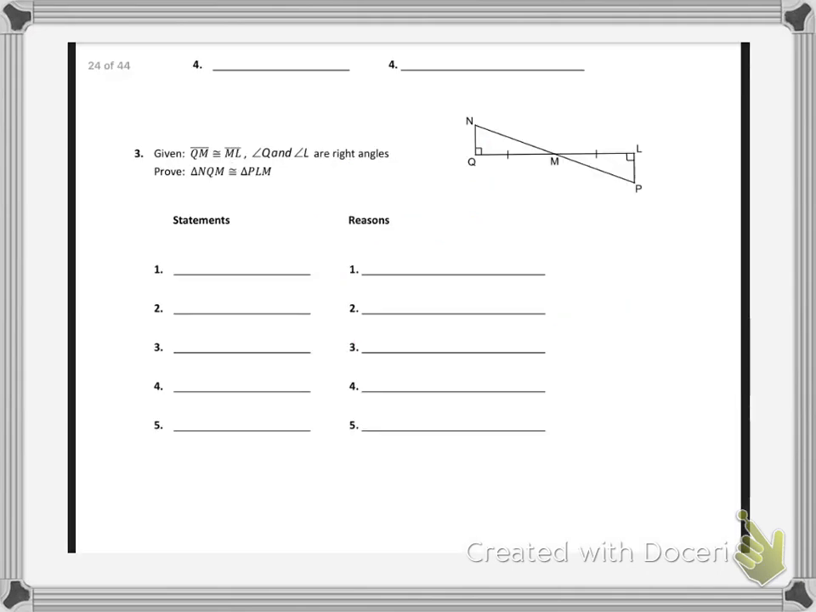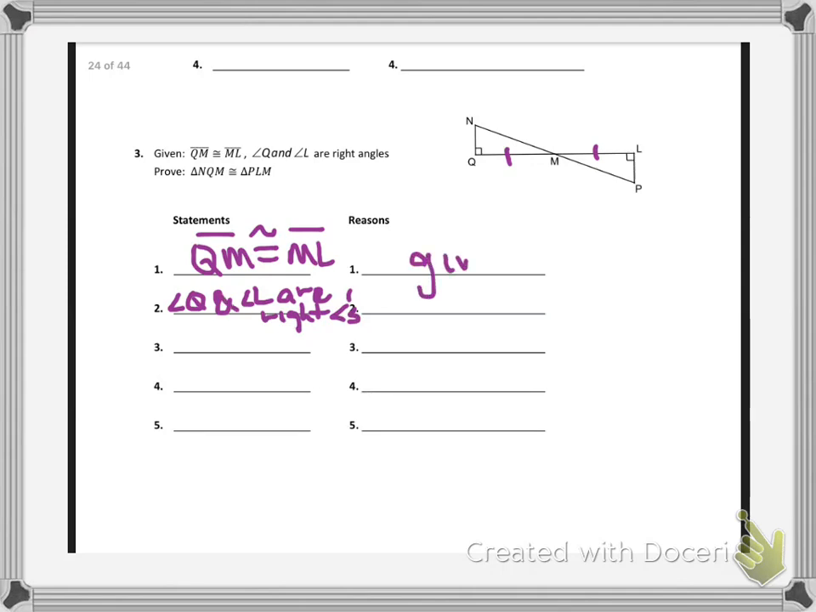Okay, last example, number 3. Always start with what we're given. So I am given that QM is congruent to ML. That's this line right here is congruent to that line. And I'm given the angle Q and angle L are right angles. That's an and sign. Okay, those are both given.